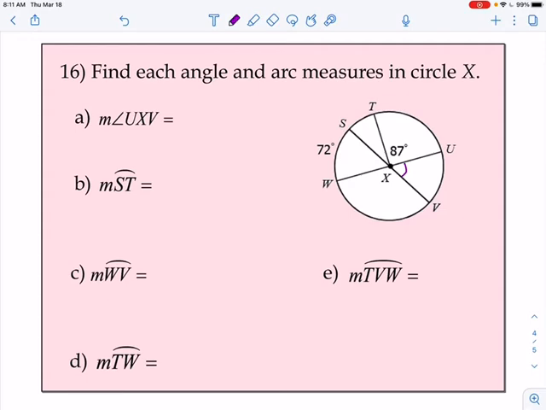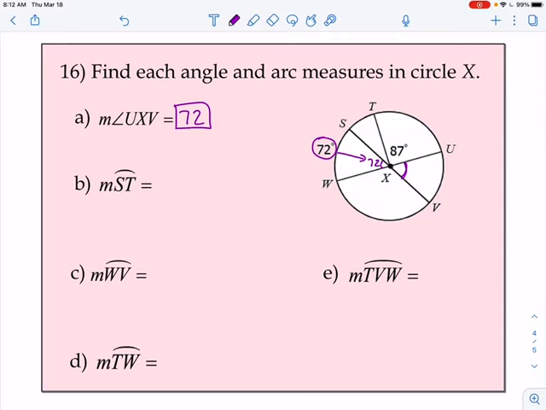Okay, and UXV, let's do this in kind of 2 steps. This arc over here is 72, which means that the intercepted angle here, the central angle, is going to be 72 as well. And now that angle that measures 72 and the other one that I have that purple arc through, which is what we're actually looking for, are vertical angles. And again, vertical angles are congruent. So that means that angle is also going to be 72.